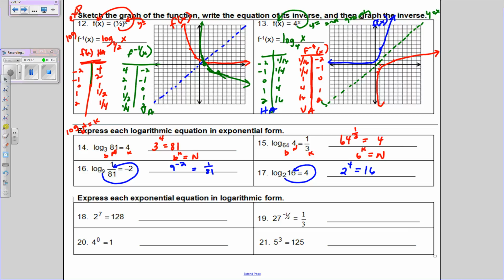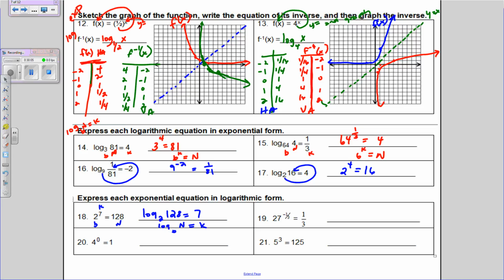So now we want these in log form, and I'll do 2 labels and 2 circles. So if we label, we know this is B to the K equals N. But we want our log to be log base B N K. So we want log base 2, 128 equals 7.